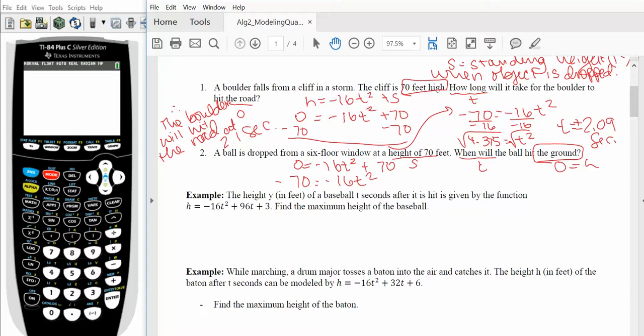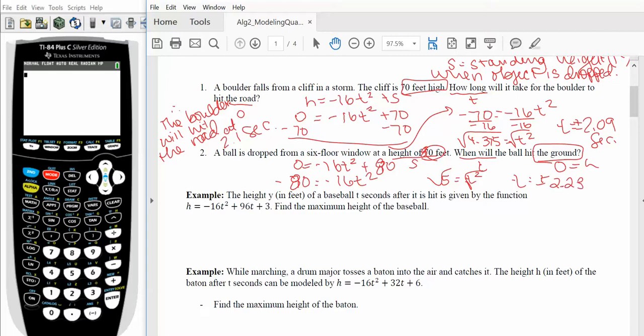And I get the exact same problem as above. I hope you're noticing this. It's literally the exact same problem because my standing height is the same. So let's change 70 to 80 to make it just a little more fun, because otherwise you're doing the exact same problem. So that's going to be negative 80. I'm totally just changing this problem. So negative 80 divided by negative 16, that's 5. So I have 5 equals t squared. So now I'm going to square root 5. And I get t equals plus or minus 2.23.